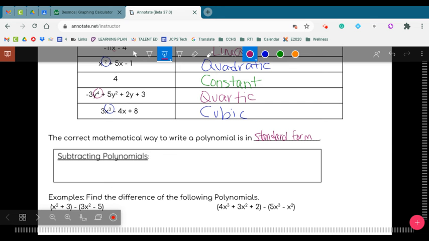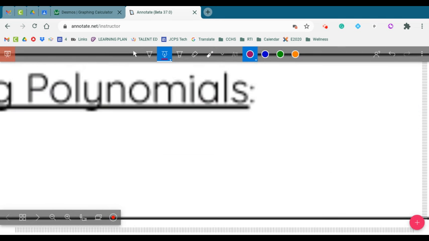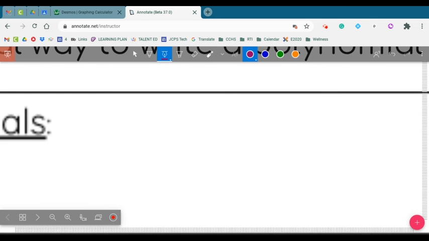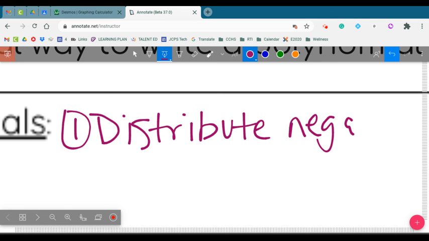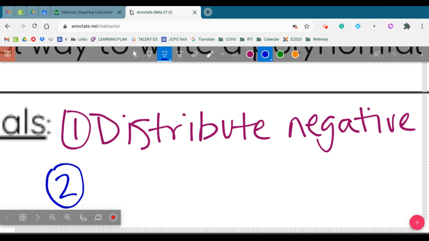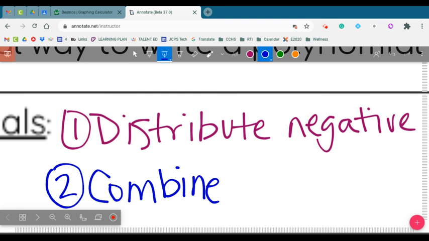Subtracting polynomials. This is a little bit different than adding polynomials. Your first step is to distribute the negative, and then your second step is to combine like terms. So there's just one extra step added in for subtracting.